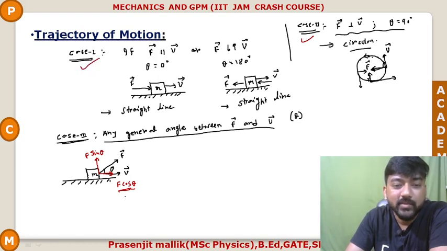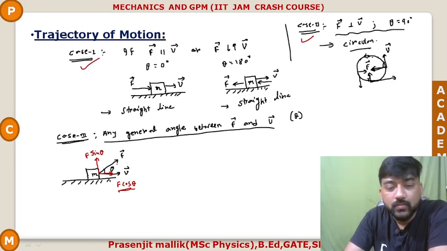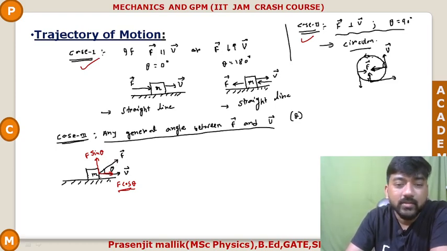So two cases are simultaneously present here. That's why cos theta will try to pull the object along a straight line motion, but sin theta tries to rotate the object along the circular path. So the combined motion will be just like helical, something like this.